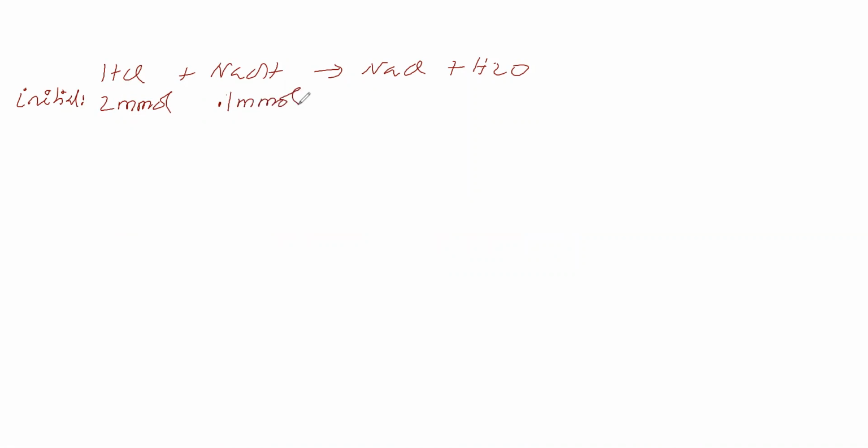Now the chemical reaction takes place. How much sodium hydroxide reacts? 0.1 millimole reacts, so remaining is 0. HCl will react 0.1 millimole, so remaining is 1.9 millimole of HCl. How much sodium chloride is produced? 0.1 millimole of sodium chloride is produced.